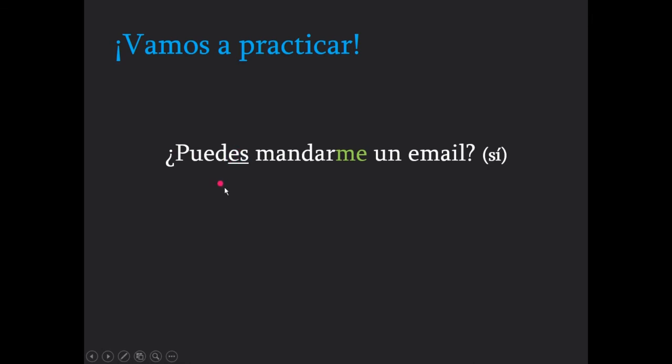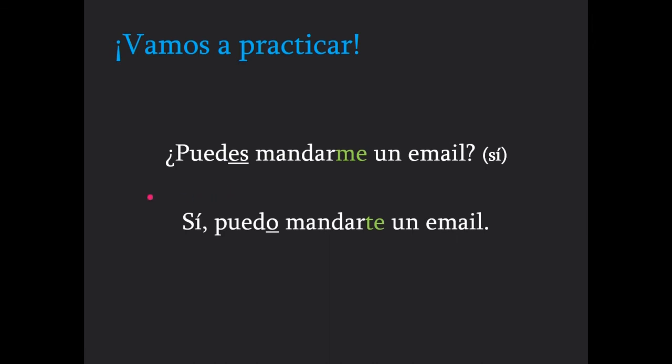Okay, so let's look at our answer to that. Once again, notice there's two verbs here. Puedes mandarme, and we've attached it on the end. So when you answer, remember, because you have two verbs, you can attach the pronoun on the end. So you can say, sí, puedo mandarte un email. Can you send me an email? Yes, I can send you an email. But because we have two verbs here, we have puedo and then we have the infinitive.